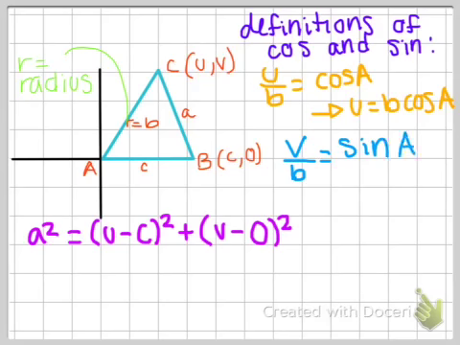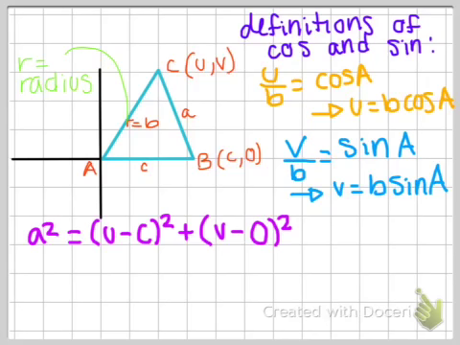So like I said earlier, cosine is the x value, so u over b is equal to cosine a. And for this one, you can cross multiply, so you pretend there's a 1 underneath the cosine a, and you get u equals b cosine a. And then same thing with sine. Sine is the y value, and then you cross multiply, and you get v equals b sine a.